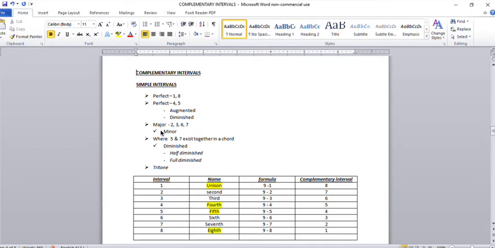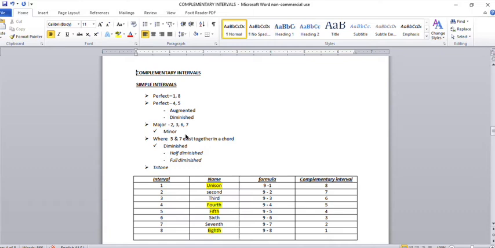And then the other remaining intervals, which are the second, third, sixth, and seventh, are called major. They are major in the major scale. Now they can be in other scales or modes, where they can change to a minor. You can have a minor second, a minor third, a minor sixth, and a minor seventh.